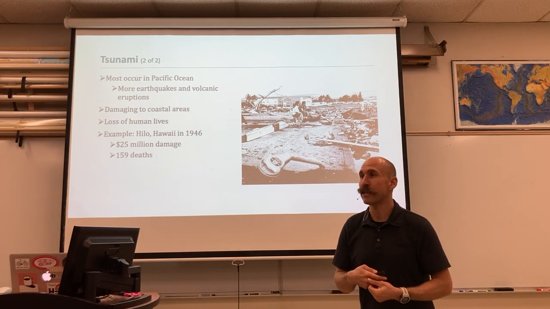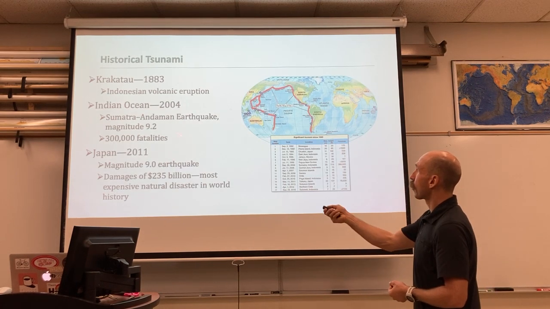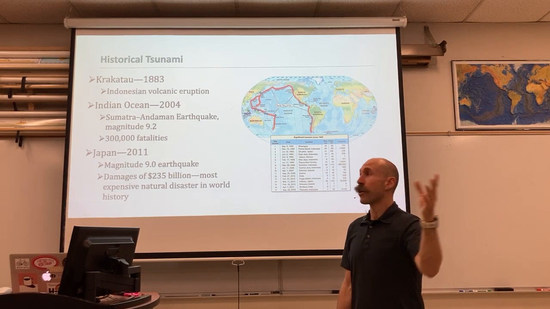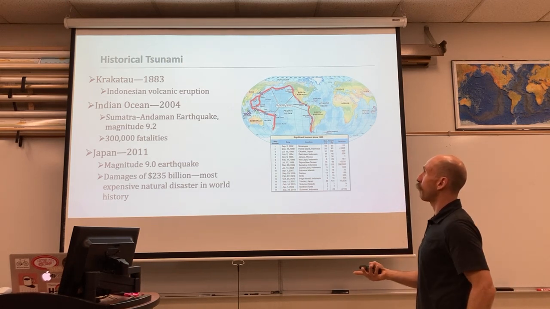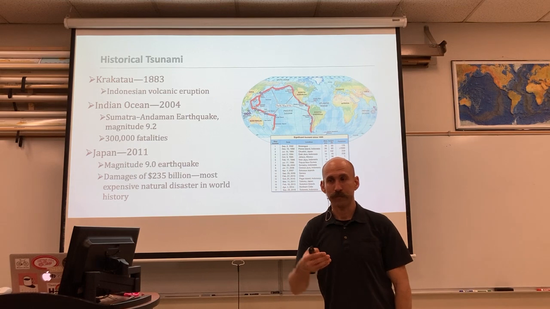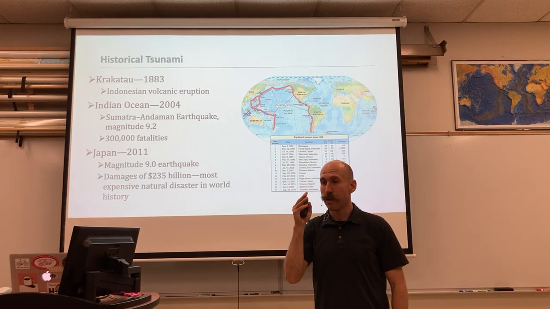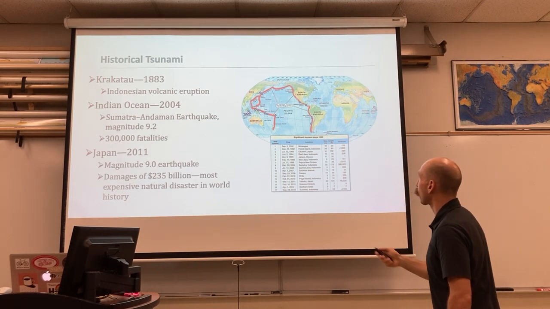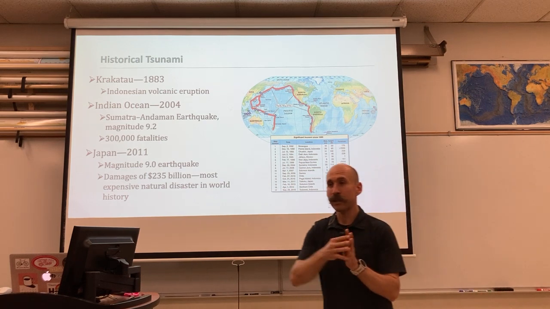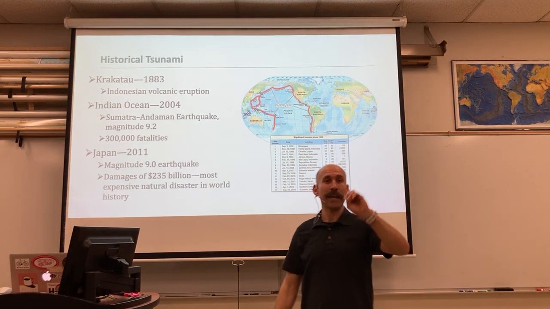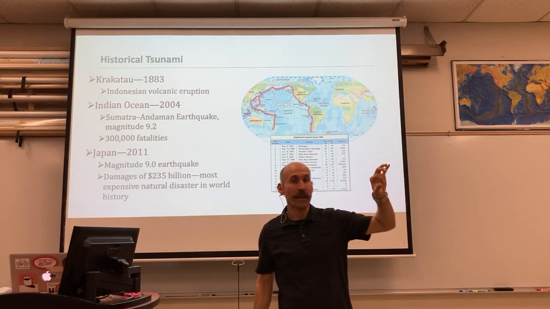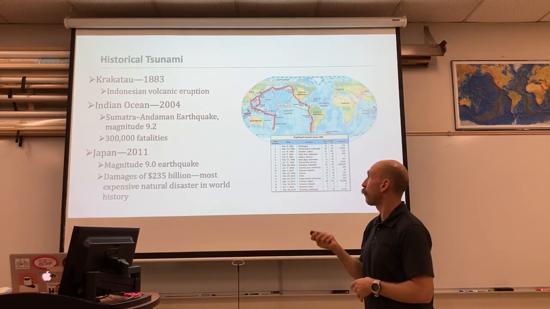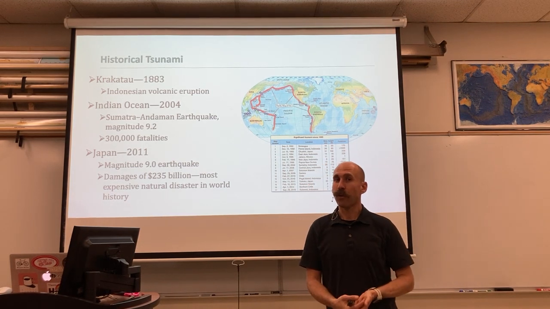159 compared to the Indian Ocean tsunami, 300,000. That is an unreal figure. 300,000 people died in 2004 from the Indian Ocean tsunami. It was a huge megathrust movement, a magnitude 9.2 earthquake, and it sent a tsunami to Sumatra in like 15 minutes. And then it hit Sri Lanka, India, the east coast of Africa. It was massive. And unfortunately, back in 2004, there wasn't a good tsunami warning system.